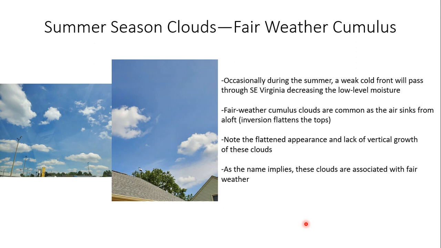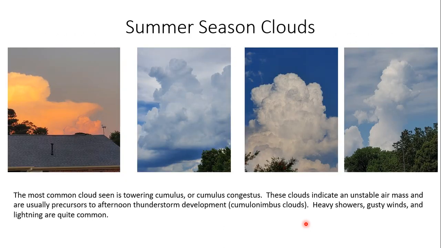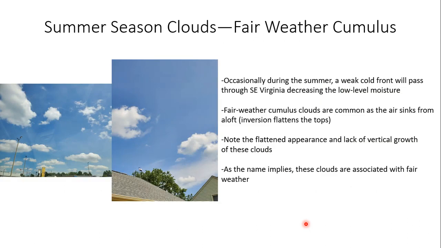Now, there's a thunderstorm side to the cumulus clouds in the summer season, but there's also a fair weather cumulus cloud that we can see on some summer days. These clouds were taken during the summer. Occasionally during the summer a weak cool front blows through the area, which temporarily decreases the low level moisture. You get high pressure building in from aloft, and the air sinks, and it tends to put a lid on vertical growth of these cumulus clouds.